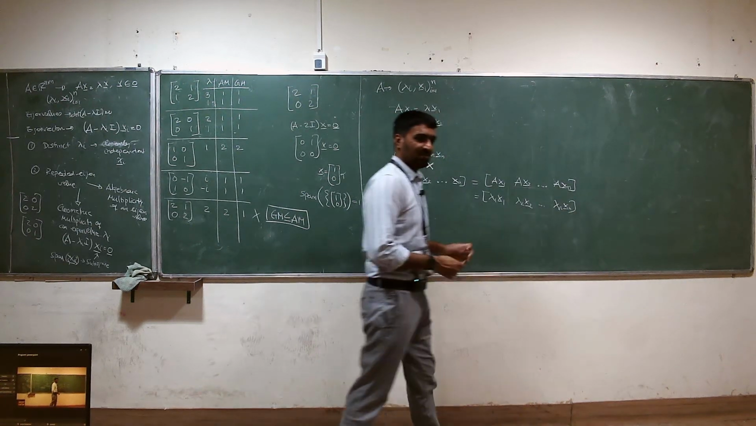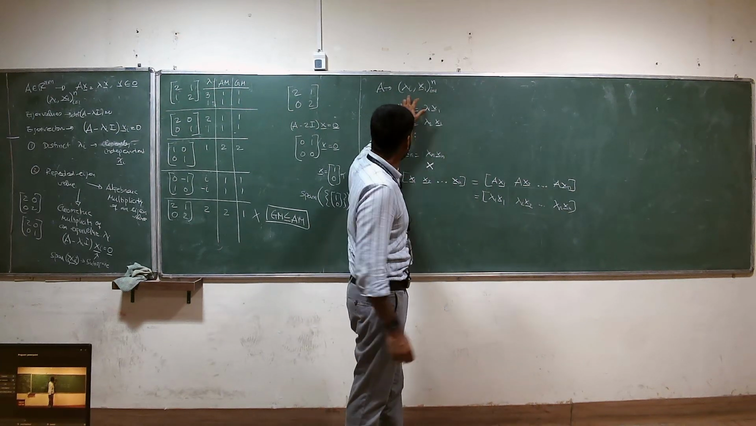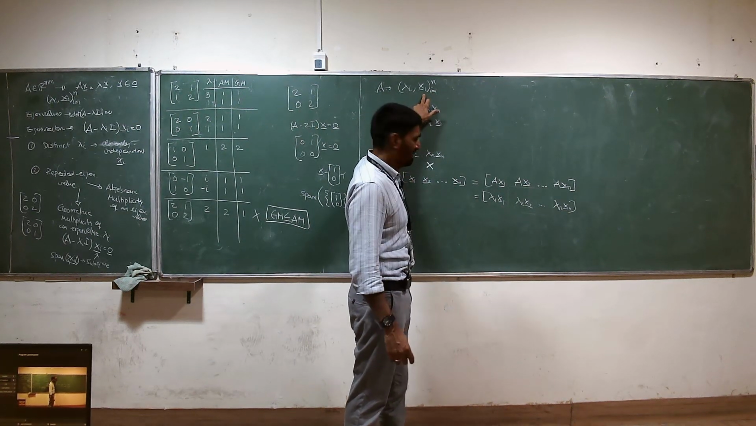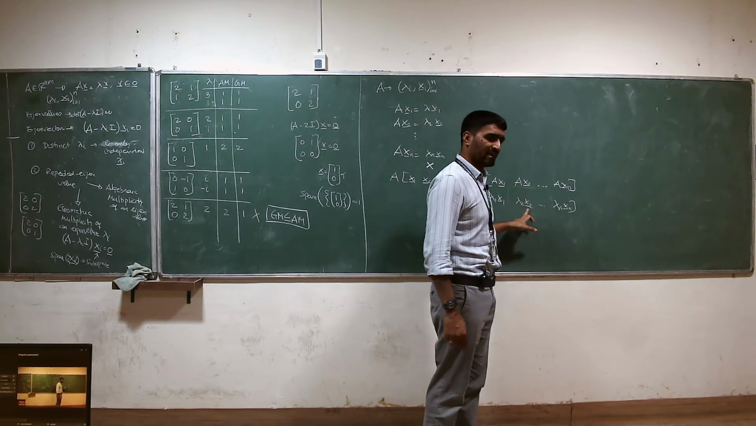Right? I can write it like this. See, because we've defined lambda i and xi to be eigenpairs. So A times x1 has to be lambda 1 x1. A times x2 has to be lambda 2 x2.